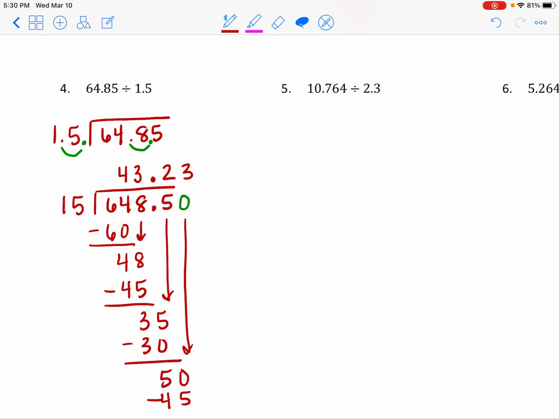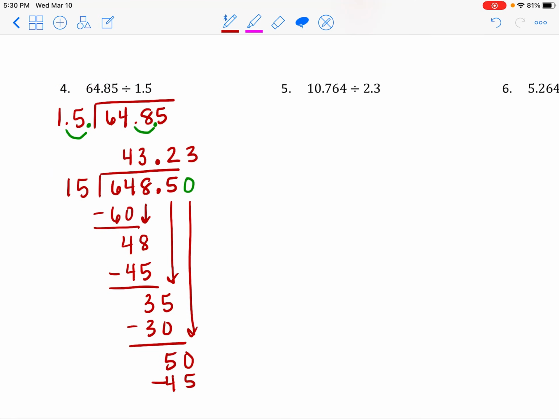Oh my gosh, I need to move all this up. I'm so sorry. I should have written smaller. So we're going to end up with a 5 again.